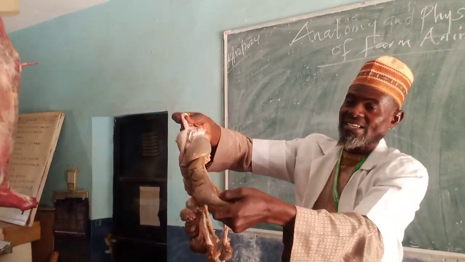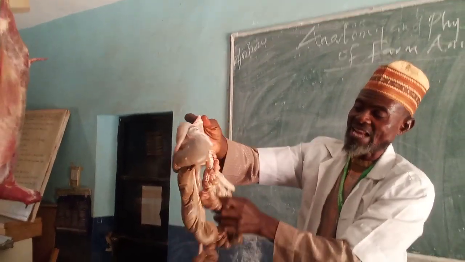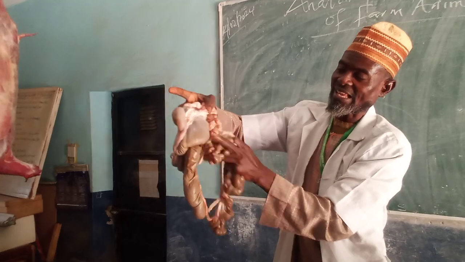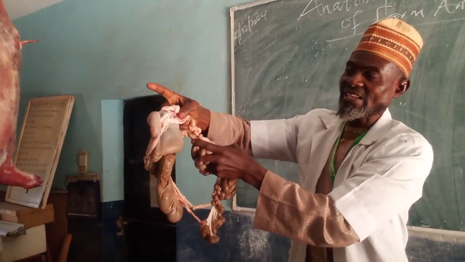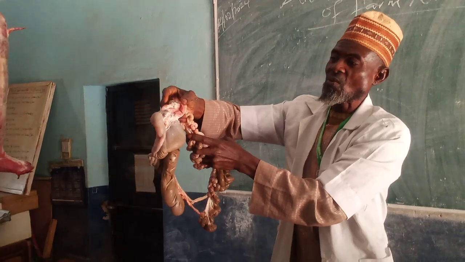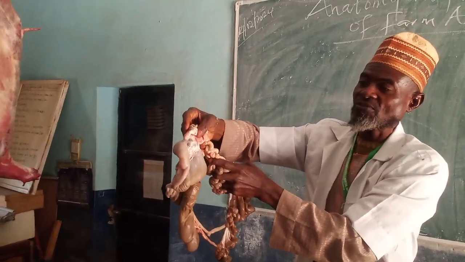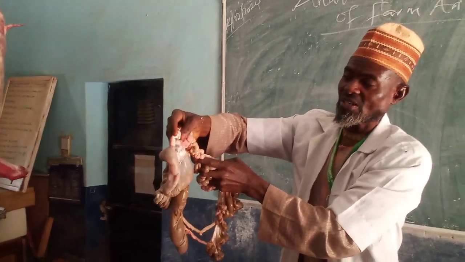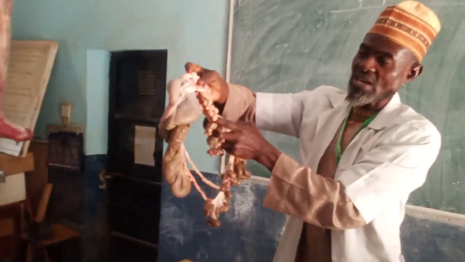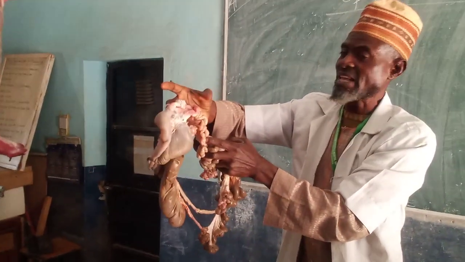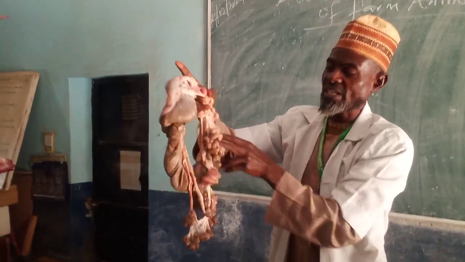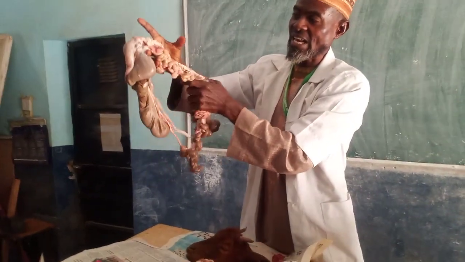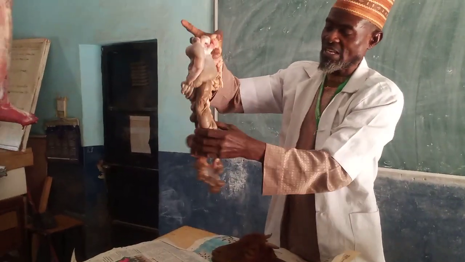You can see it is bigger than the small intestine. This is the large intestine. And that is the organ where the undigested feed materials will be stored. Look at it. It will be stored here, then later it will be sent out. It will be sent out through what? Through the anus. Is that clear? Yes. It will be sent out through the anus.